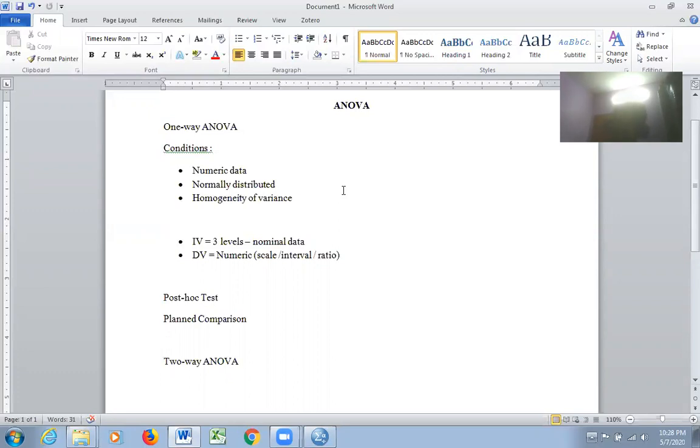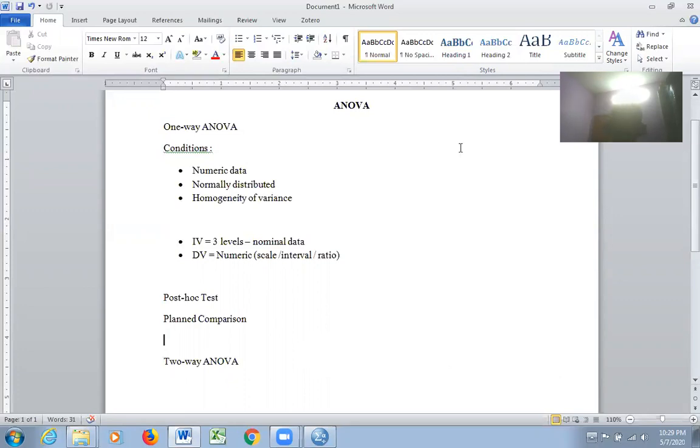ANOVA has many variations. We have one-way ANOVA, two-way ANOVA, three-way, four-way, whatever. We have MANCOVA, we have ANCOVA, many different kinds of analysis of variance. But in today's session, we'll talk about only two things: one is one-way ANOVA and another is two-way ANOVA.